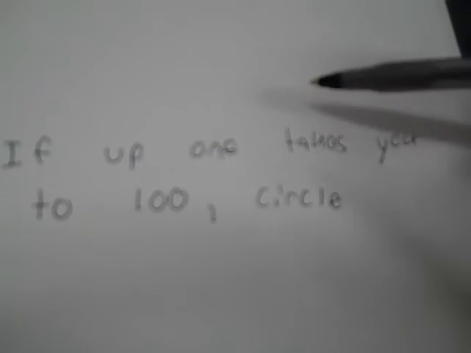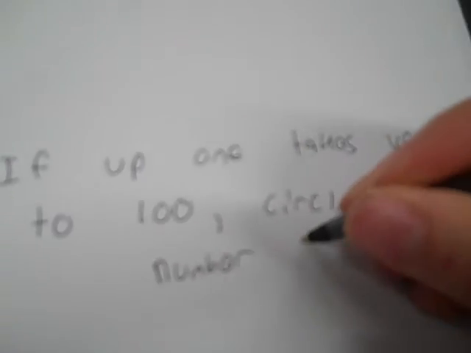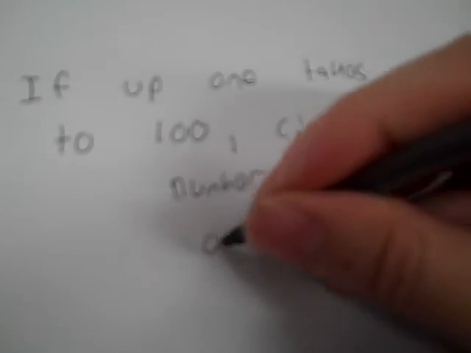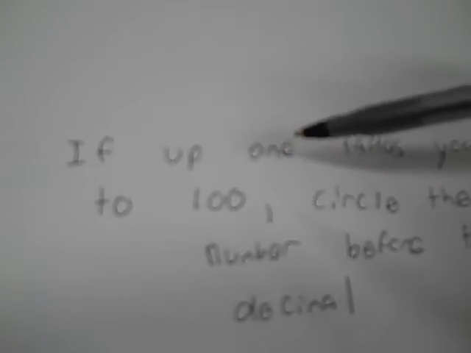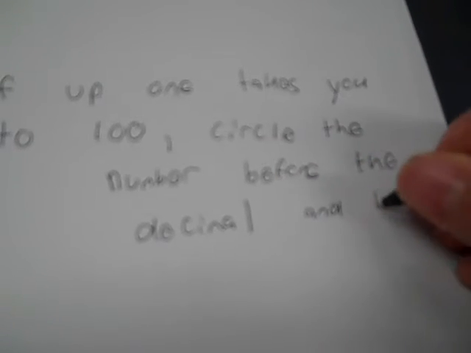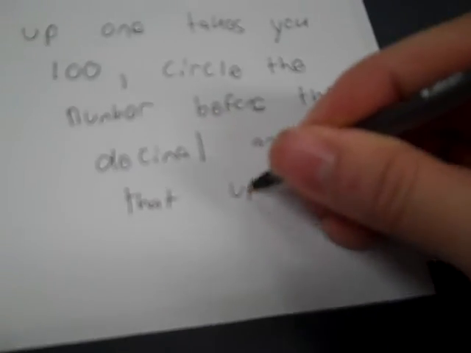circle and kind of write this down. If up 1 takes you to 100, circle the number before the decimal. So I'm going to circle 90 this time. If up 1 takes you to 100, circle the number before the decimal and take that up 1.